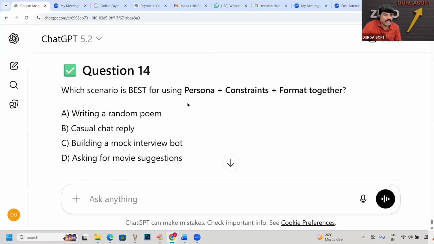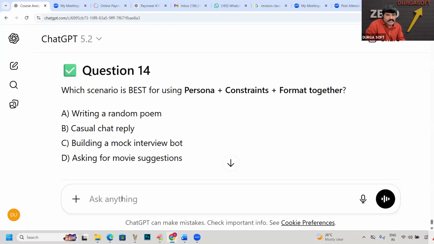Which scenario is the best for using persona plus constraints plus format together? Writing a random poem. Building a mock interview bot. Casual chat reply. Asking for movie suggestions. So the best fit for persona, constraints, and format together, where all the things must be required, is obviously C. Correct, right? C. Yes, sir.